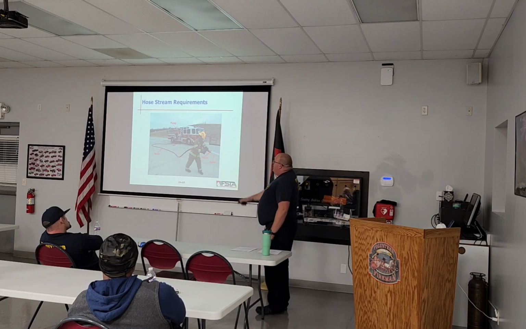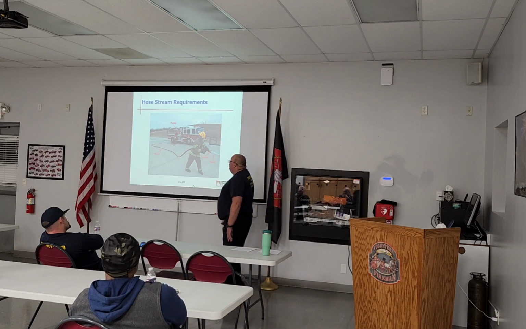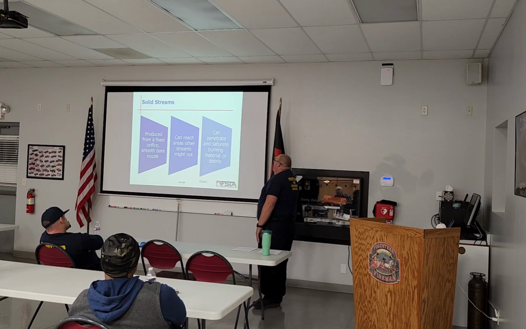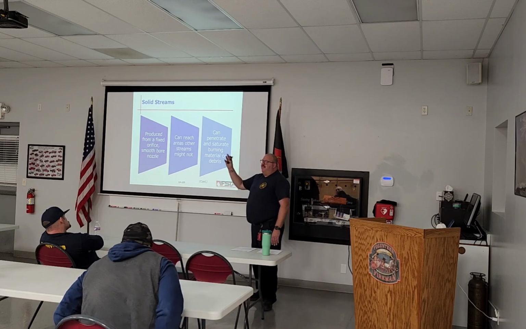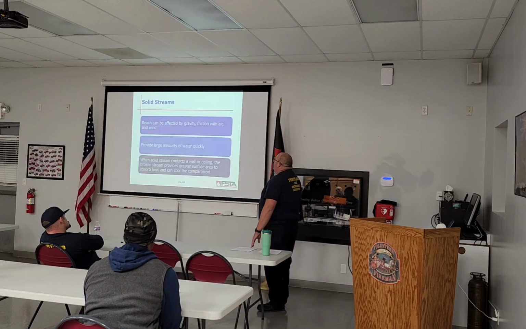I don't know if you know this or not, but that big red thing is a pump. The red thing coming off of the big red thing is a hose line. And then you got a nozzle, and then you got the agent, which is your water. Solid streams are produced from a fixed orifice, smoothbore nozzle, can reach areas other streams might not be able to reach, and can penetrate and saturate burning materials or debris. So that's the benefit of a smoothbore: you got a further reach, and it's going to saturate your fire because it's a solid stream that's coming out.